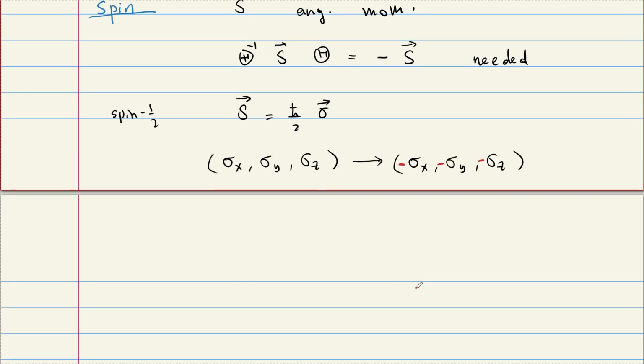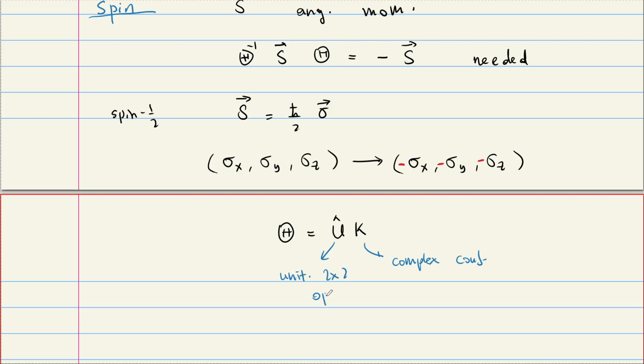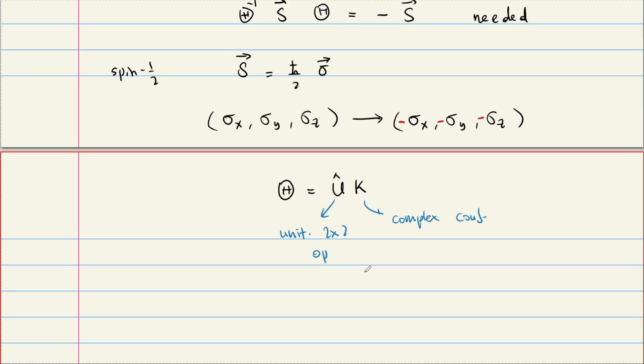So I want to try an ansatz. Let's try theta is equal to a unitary operator times complex conjugation. So this unitary operator, a 2 by 2 operator, is going to do whatever I need here. So I need to find U. And let's think about, okay, this operation also is basis dependent, and we have to be careful. Let's use the standard basis. Standard basis is eigenstates of sigma z.